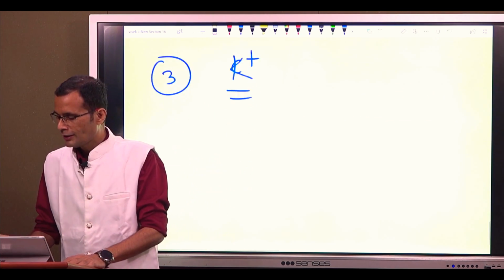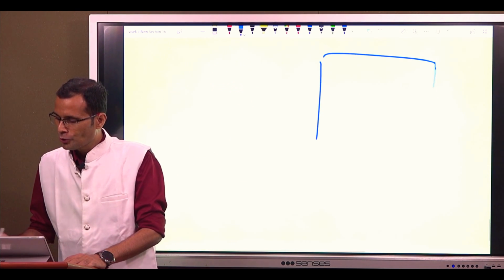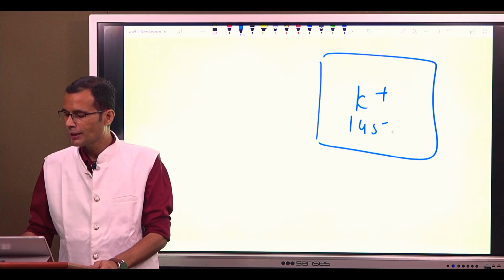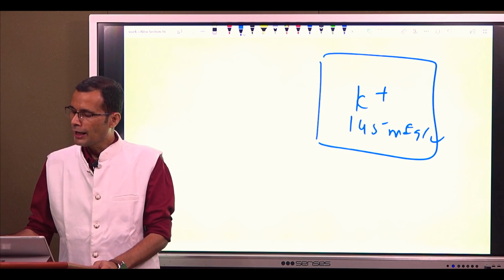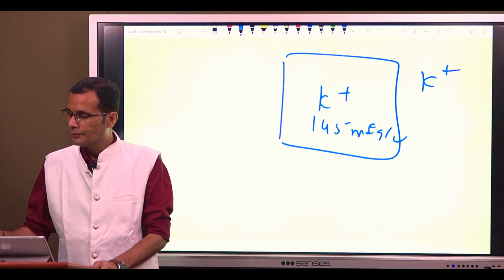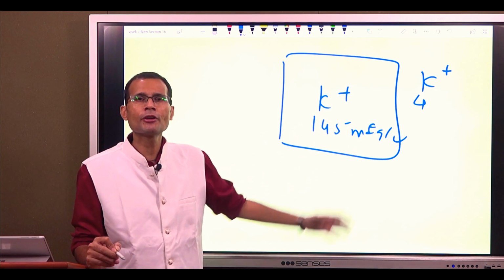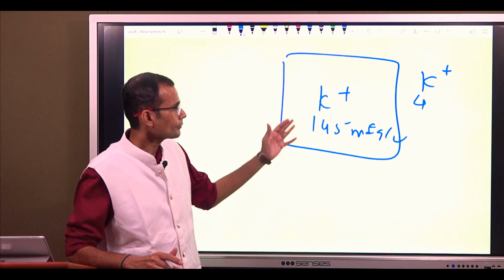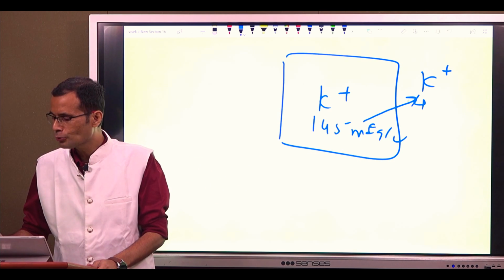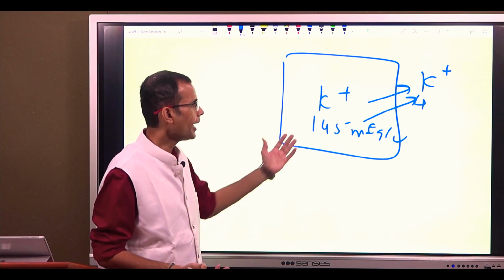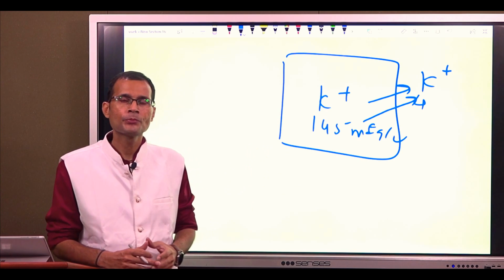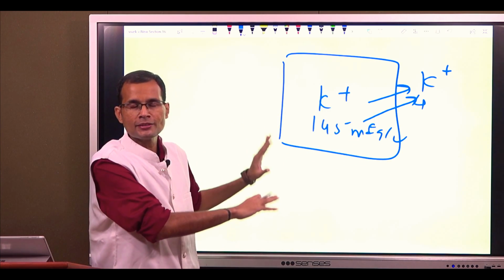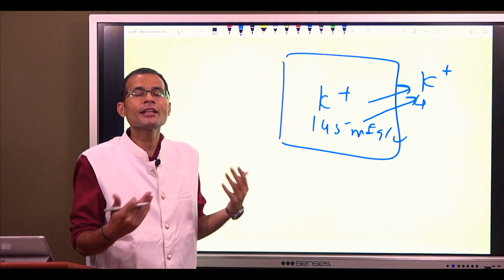So let's just draw it here. You know, potassium is high in the intracellular fluid, let's say 145 milliequivalents per liter, and it is low on the outside, about 4 milliequivalents per liter. So potassium's concentration gradient is favoring the potassium to go out, isn't it? High to low concentration, inside to outside. And when the positive charges go out, they leave behind the excess negative charges. That is what repolarization is.